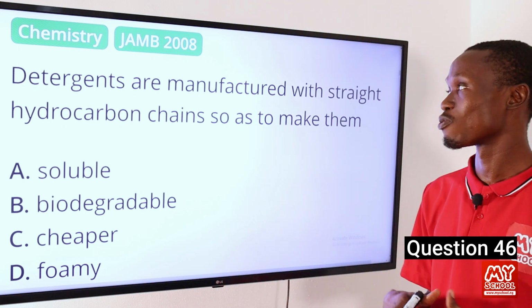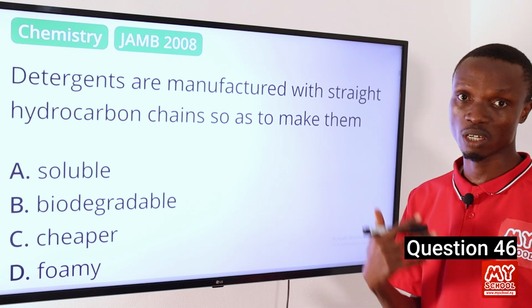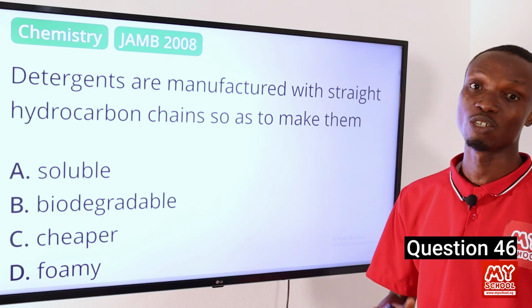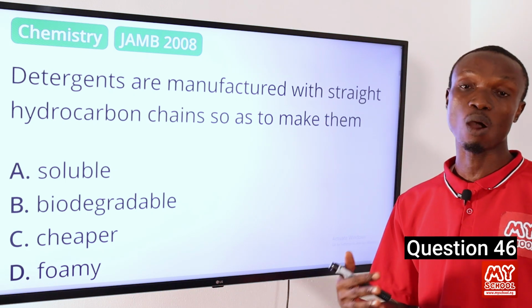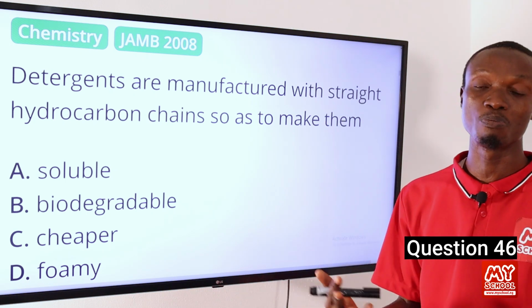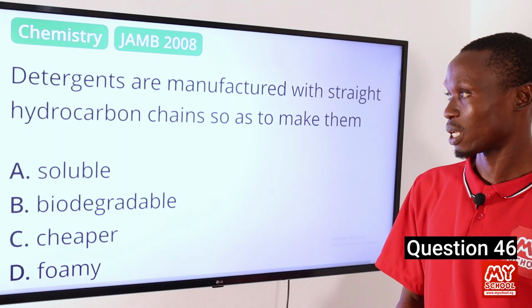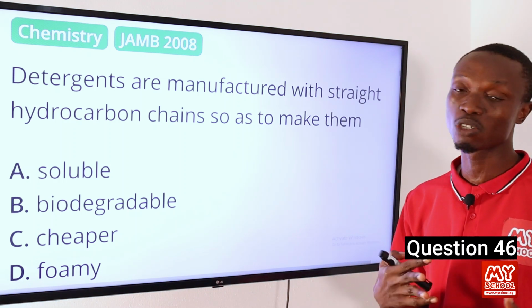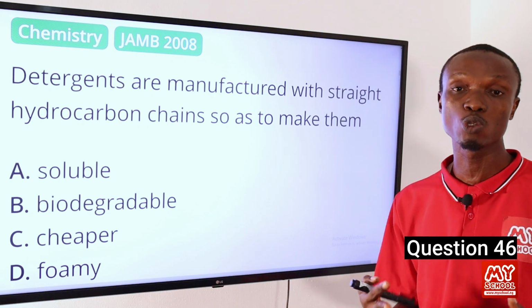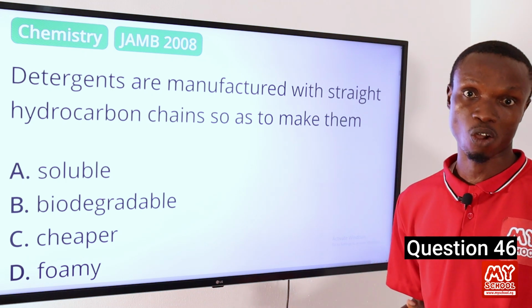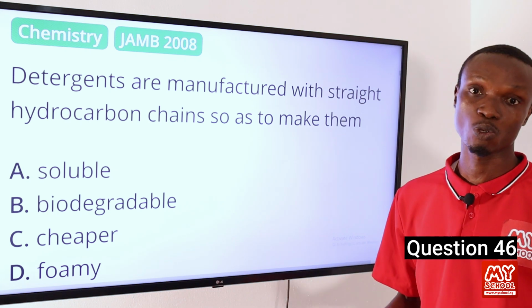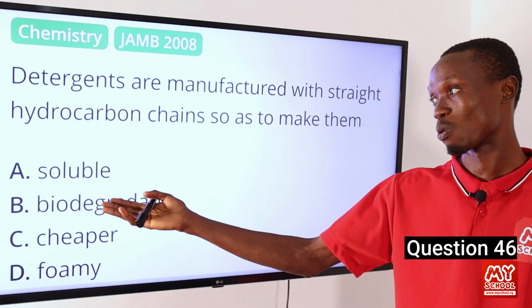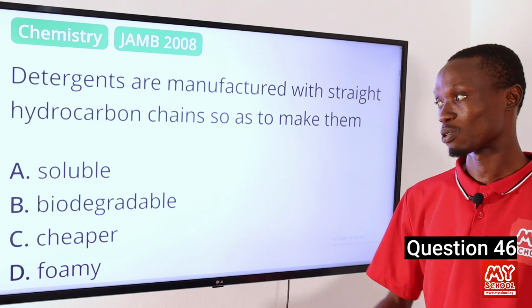The choice of using straight hydrocarbon chains to manufacture detergent is so that their biodegradability can be enhanced, so that when they are washed into the environment, they will be less harmful. The reason for using straight hydrocarbon chains is because they are prone to bacterial attack, unlike branched hydrocarbon chains that are less susceptible to bacterial attack. So that makes option B the correct option to this question.